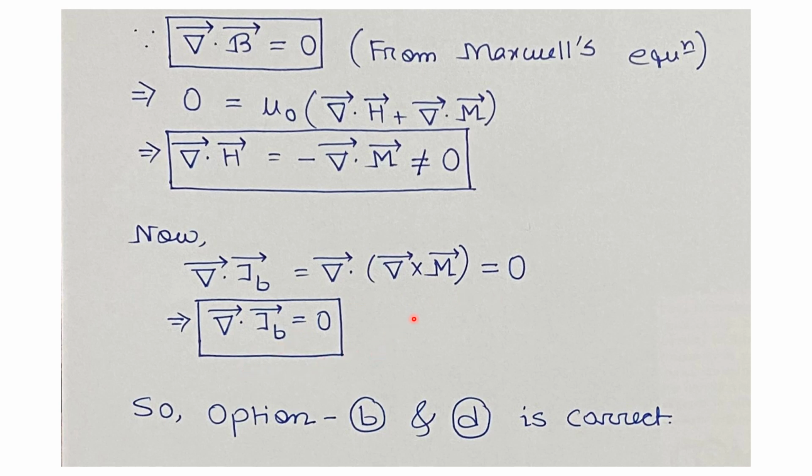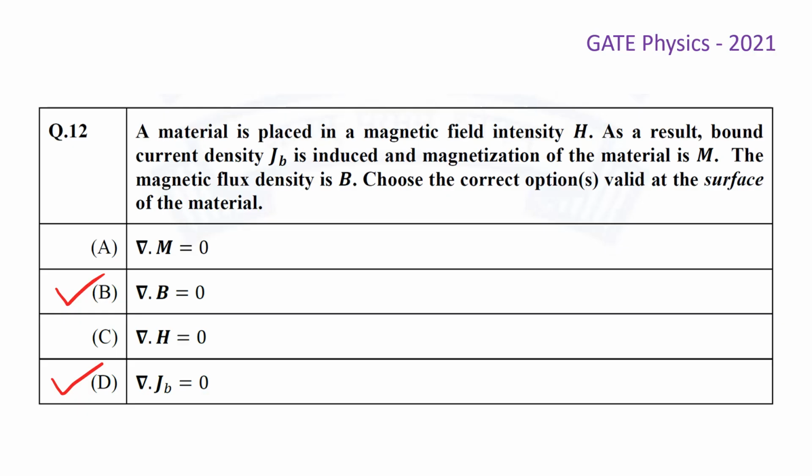So if you see the four options, among the four options, option B and option D are correct. According to our solution, option B and option D, that is divergence of B equals to 0 and divergence of JB equals to 0, are the correct options for this question.